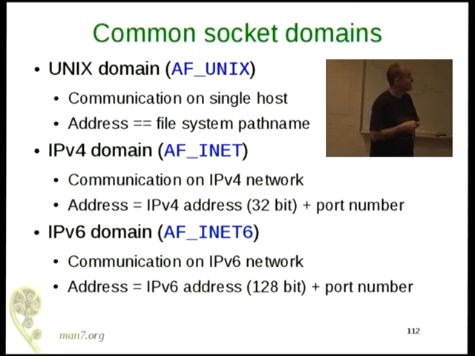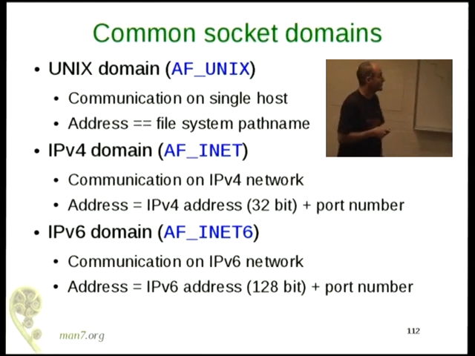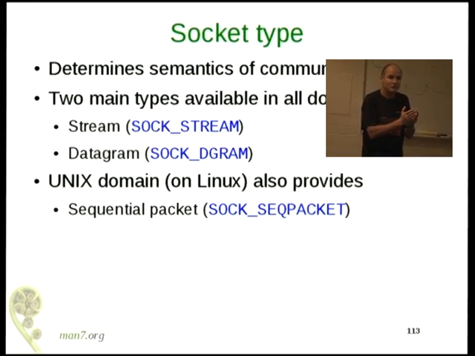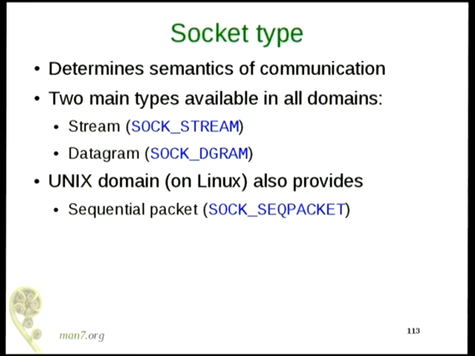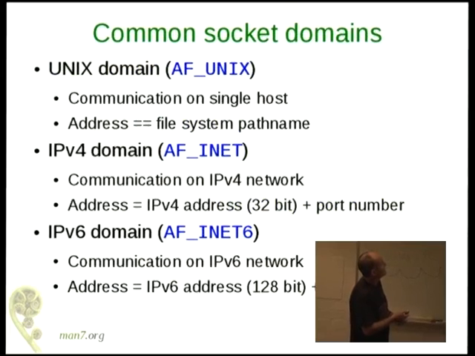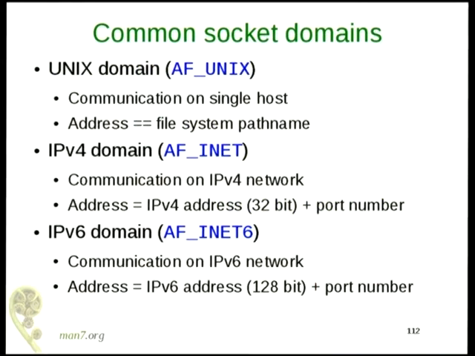The IPv4 domain, AF_INET, is for communication over an IPv4 network. The address that's used for identifying sockets is an IPv4 host address, 32 bits, and a port number. The port number just distinguishes, okay, you've got 20 different applications on the same host. You need a way of distinguishing those various applications. Well, they're connected to different port numbers. So when I want to connect to a particular application on an IPv4 host, I specify the IP address of that machine and the port number where I know that application is connected.